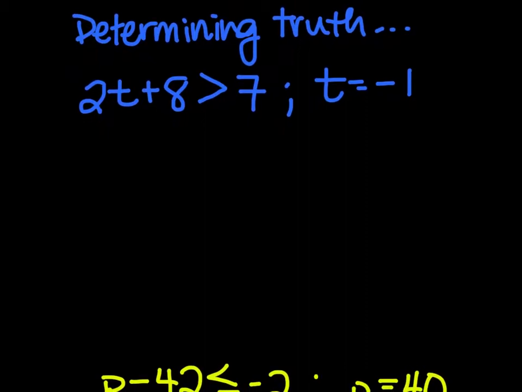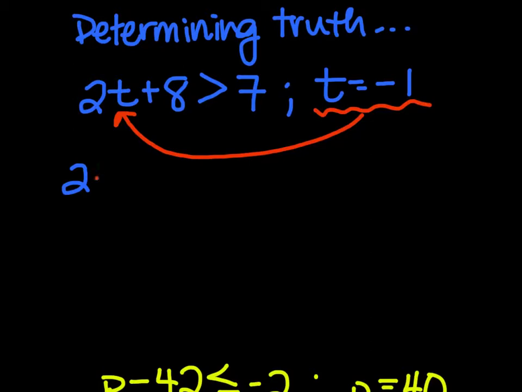Now, we need to also do things like determining truth. So we need to figure out if this inequality is true for the given amount of the variable. So we have 2 times t plus 8 is greater than 7. So let's see if this statement is true. If we had t is equal to -1, essentially what you can be doing is you can put that information in for t. We're substituting that information in. So we have 2 times -1 plus 8 is greater than 7.